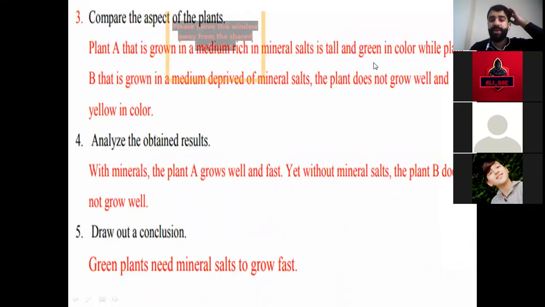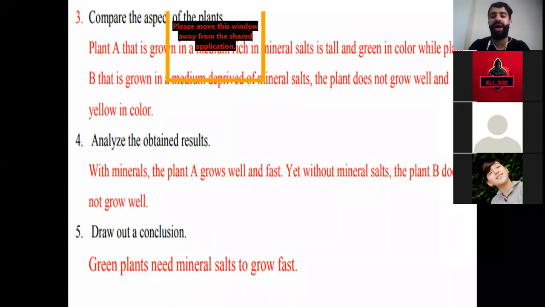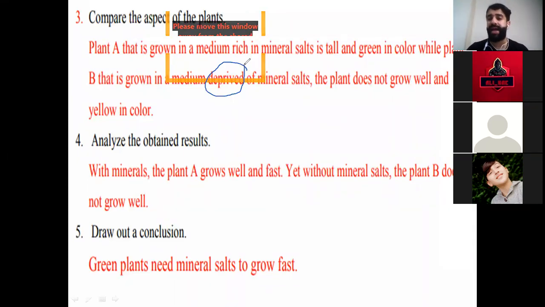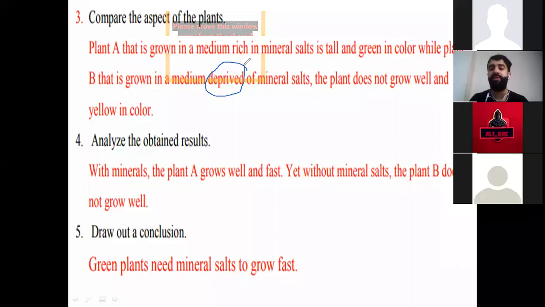So compare the aspects. Plant A that's grown in medium rich in mineral salts is tall and green in color, while plant B that's grown in medium deprived. What is the meaning of deprived? Meaning that lacking mineral salts. It has the same meaning. Deprived or lacking, they don't grow well and they are yellow in color. Analysis: with minerals, plant A grows well and fast, while without minerals, they grow abnormally. They don't grow well. Conclusion: the green plants need mineral salts to grow fast.